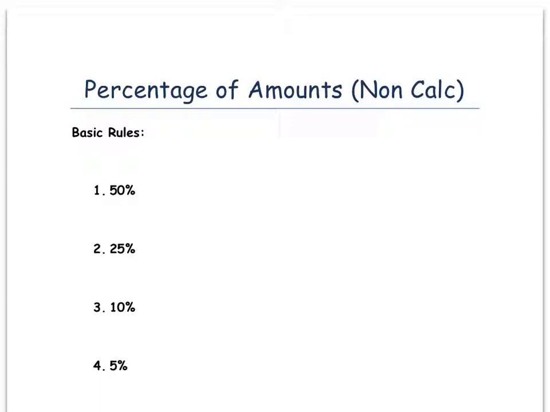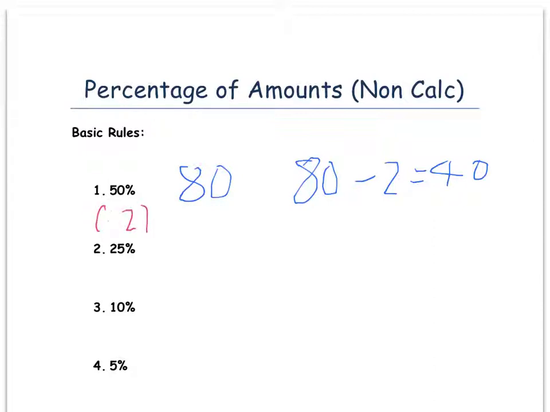Well, to find 50%, for example, if you want to find 50% of 80, you do 80 divided by 2, which is 40. So to find 50%, you divide by 2. Now, secondly, to find 25%, so if you want to find 25% of 80, you do 80 divided by 4, which is 20. So to find 25%, you divide by 4, because 25% is a quarter of 100%.